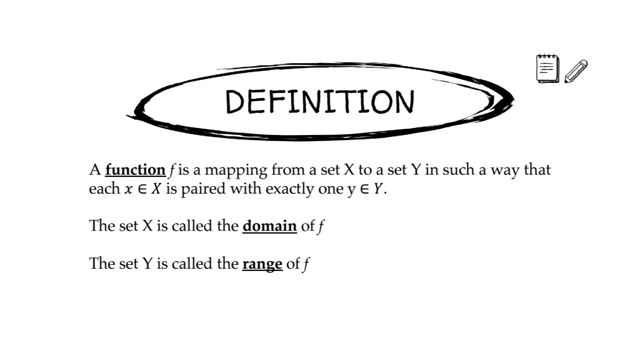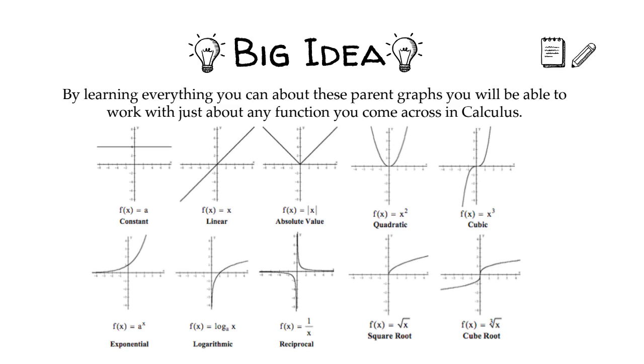We'll start, as we always do, with the definition. A function f is a mapping from a set x to a set y in such a way that each x in the first set is paired with exactly one y in the second set. We typically call the first set x the domain of f and the second set the range of f. Since a lot of this is primarily review, we'll get right to the big idea.